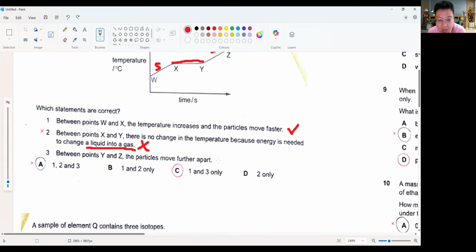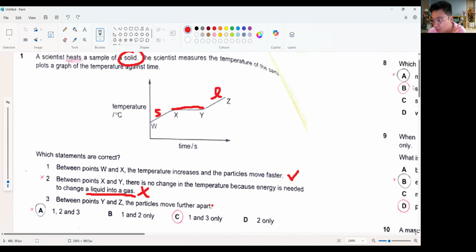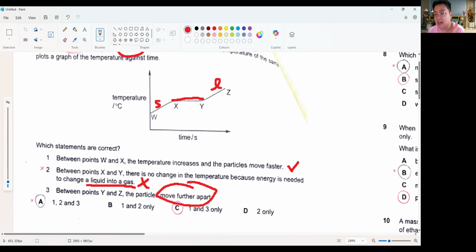All right. Okay, last one, number 3. Y to Z, the particles move further apart. So when we say move further apart, we can only say this for liquid and gas, because only liquid and gas can actually move. For solid, it is vibrate. So if I was the examiner, if I changed this word to vibrate, it might cause some students to be confused also.